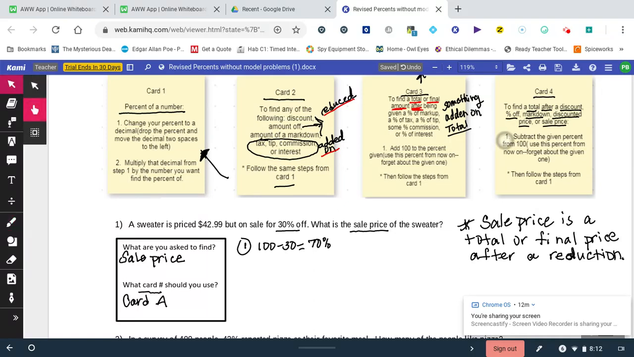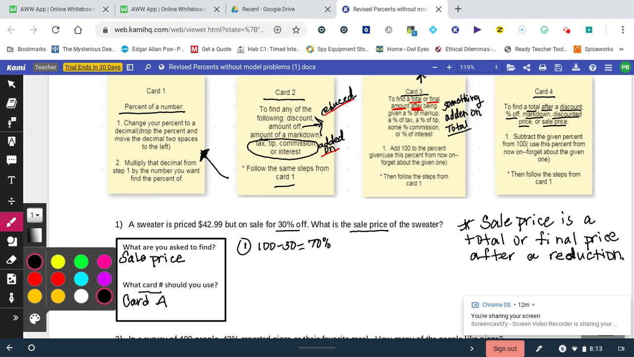Okay. So I've done step 1 from card 4. And then it says follow the steps from card 1. So I go back over here to card 1 and I follow these steps. The step that I see is change a percent to a what? Change a percent to a decimal. So we're going to change the 70% here to a decimal. How do we do that? We drop the percent sign and move the decimal 2 places to the left. All right, so let's do that. I'm going to drop the percent sign and move the decimal 2 places to the left.